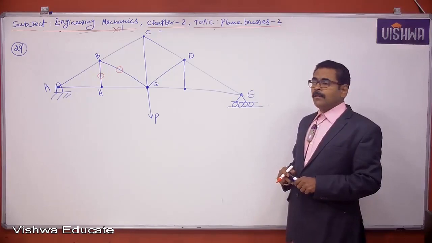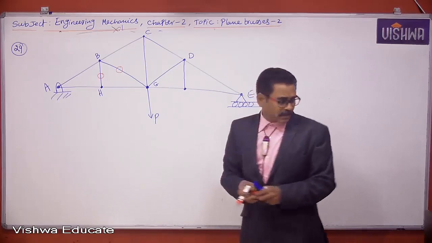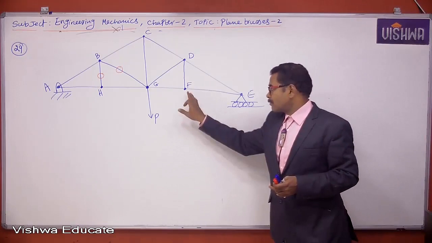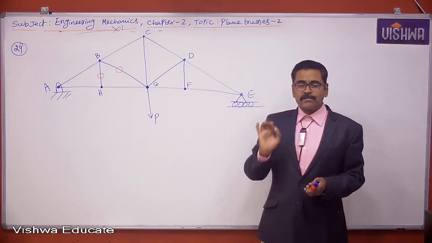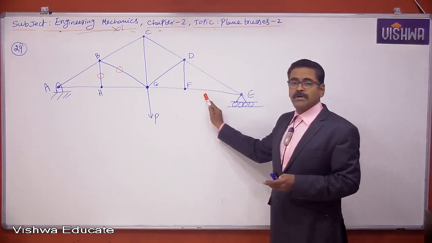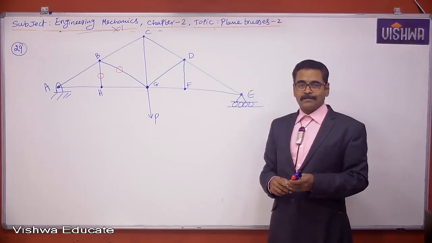Now come to the right side. This joint is F. Observe joint F. At joint F, three members are connected without any external load. Out of these three members, two members are collinear. This member and this member are collinear. So the third non-collinear member will carry zero load. This member carries zero load.